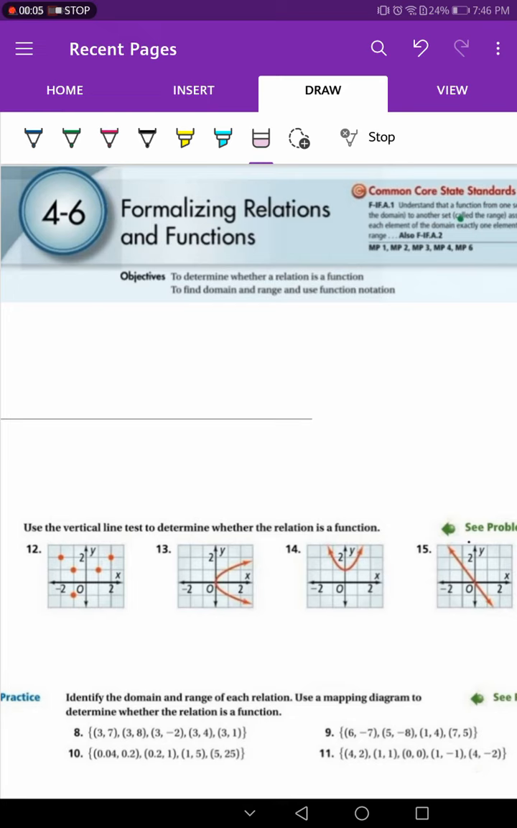Our lesson today is 4-6, Formalizing Relations and Functions. Our objectives are to determine whether a relation is a function, to find the domain and range, and to use function notation.